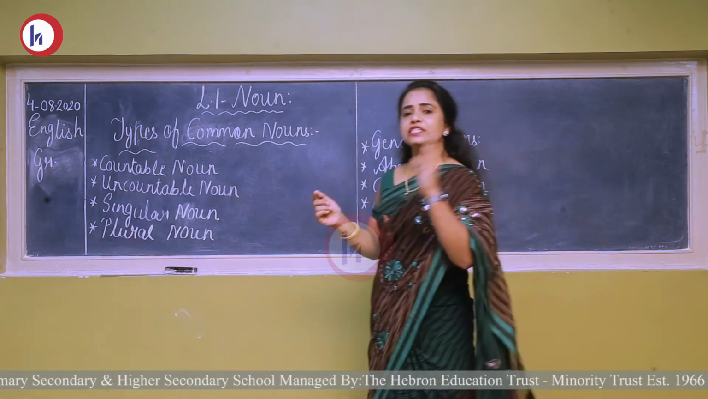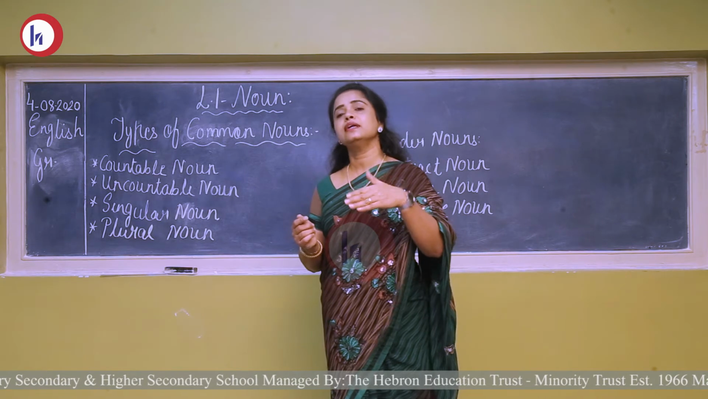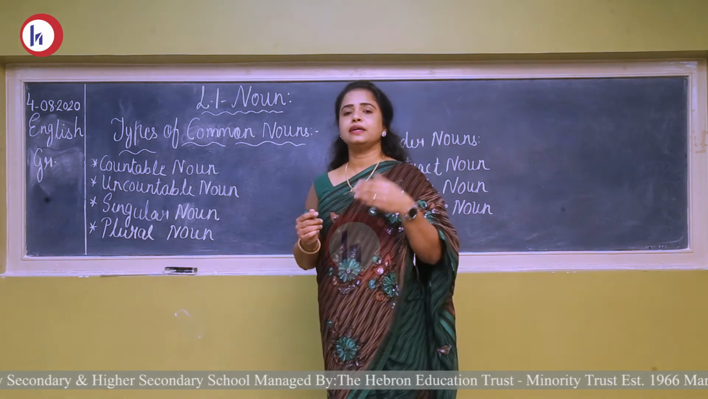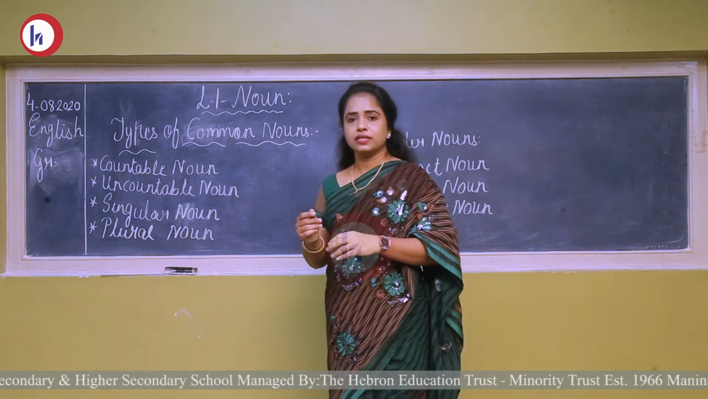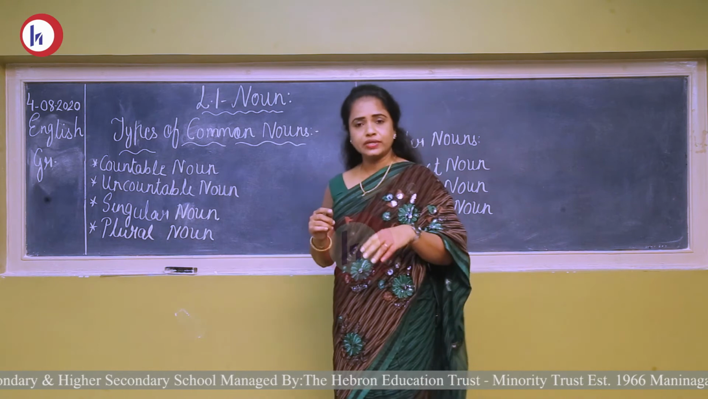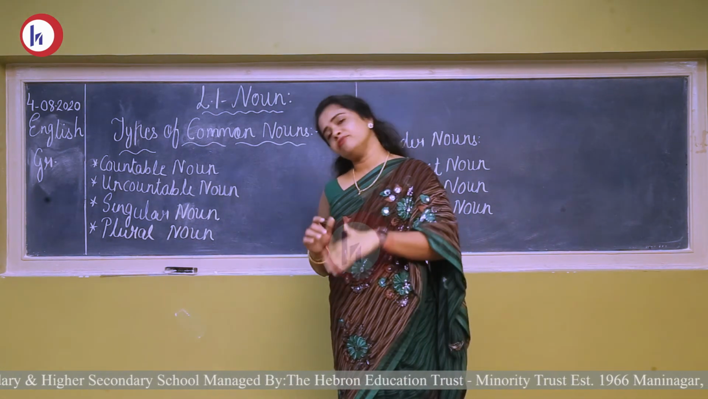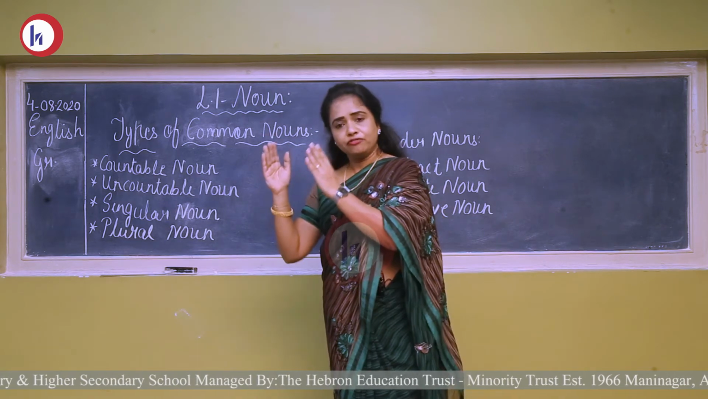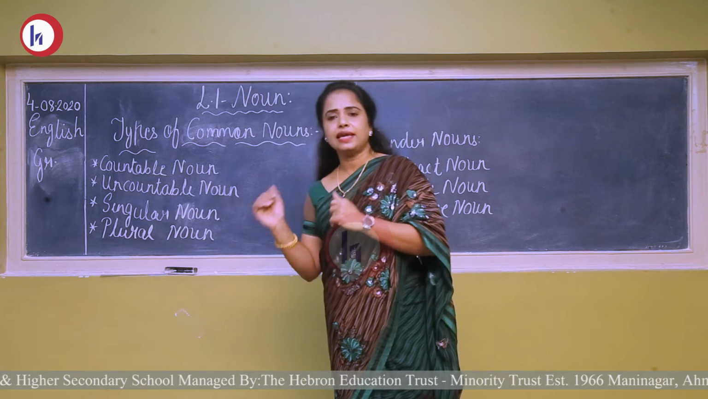The other one is the masculine gender. It represents the male category of noun. That is man, father, brother, uncle, all this. Okay. So that is the gender noun. Gender noun is of two types, that is feminine gender and masculine gender. Feminine gender represents the female category, and the masculine gender represents the male category.